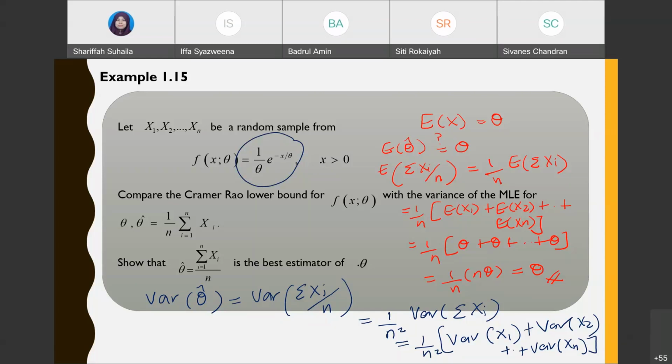So for the others, what is your variance x? Do you accept the answer by Nadia, 1 over theta? If you're not sure, get it first. What is its variance value? 1 over theta square. 1 over theta square. Okay, let's do it the long way, because some say 1 over theta square.